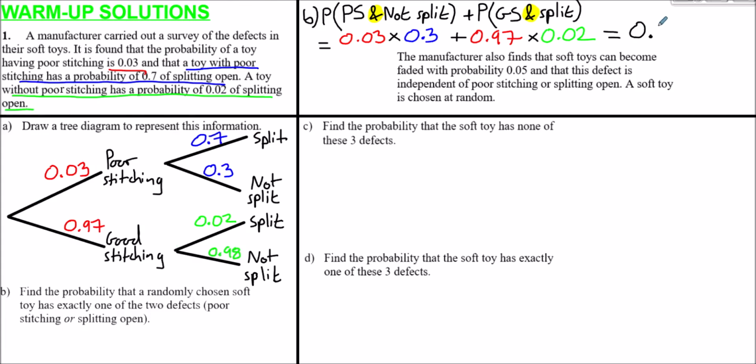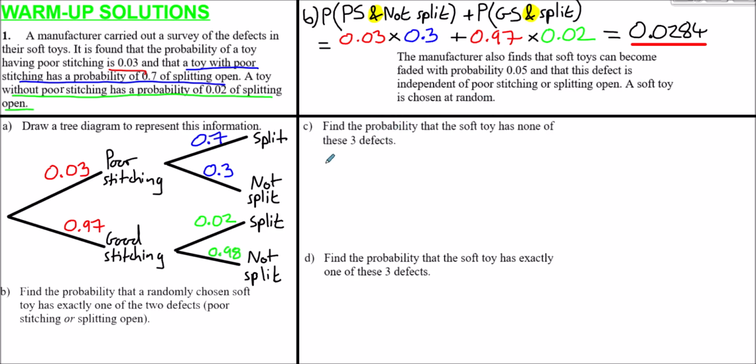So 0.0284. You could have left it as a fraction if you wanted, that also is absolutely fine. So part C next, find the probability that the soft toy has none of the three defects. So a third defect, what's this talking about? It's this information here. So after part B, we're told the manufacturer also finds that the soft toys can become faded with probability 0.05, but this defect doesn't depend on the stitching or if it splits open or not. So if a soft toy was chosen at random, what's the chance it has none of these three defects?